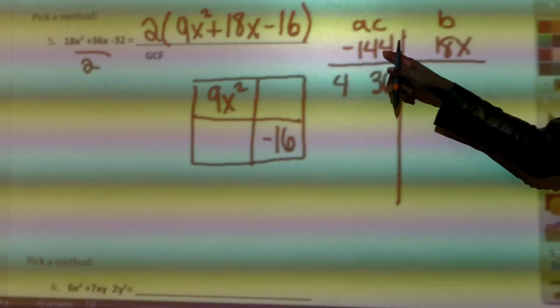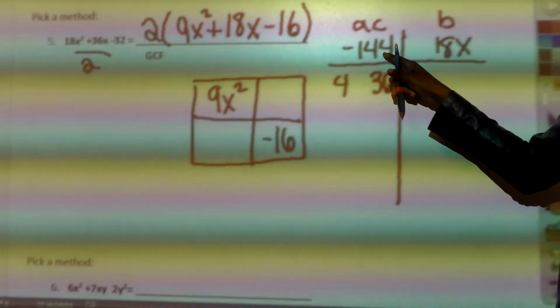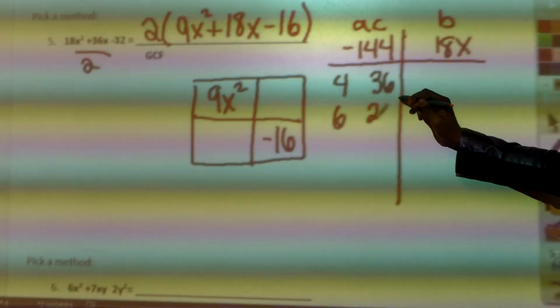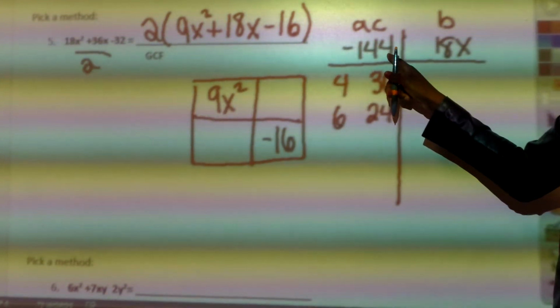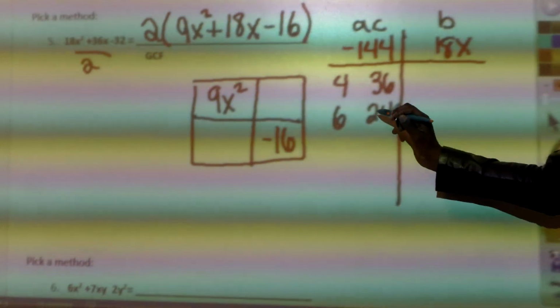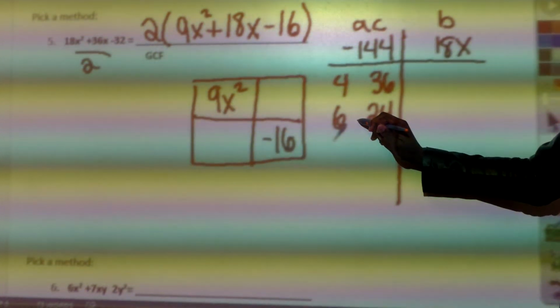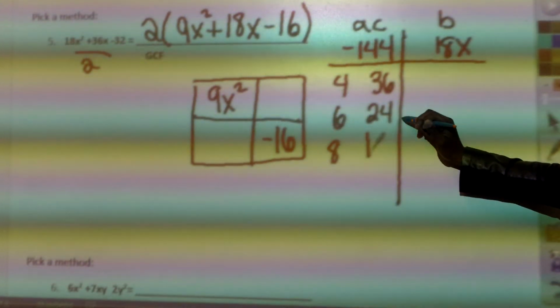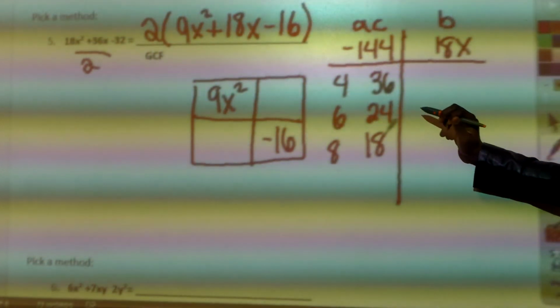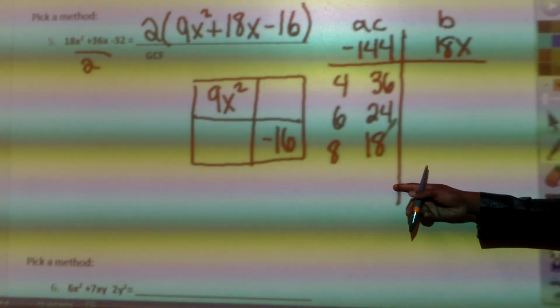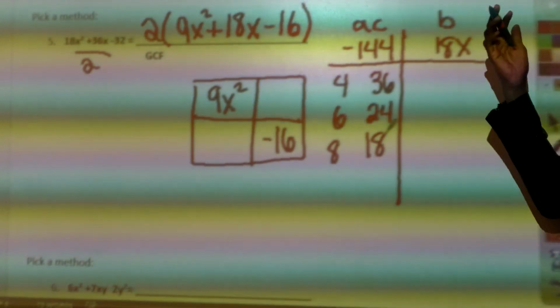Can 5 divide into 144? Can 6 divide into 144? 24. 6 times 24. Can 7 go into 144? No. Can 8 go into 144? Yes, 18. 8 and 18. And let's stop right there and check these. You can keep going if you want, but you got to think logically when you do this.